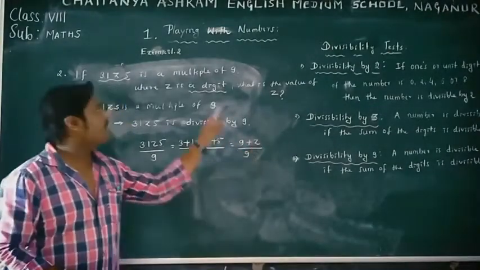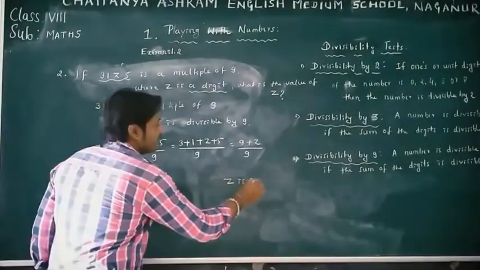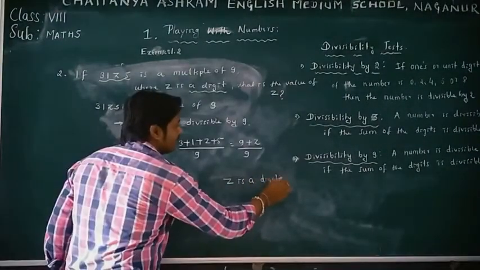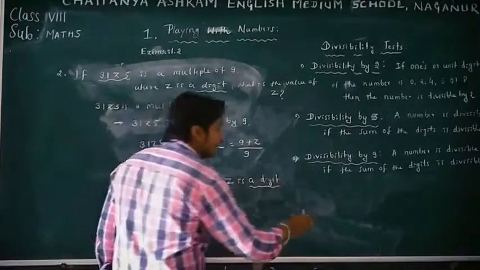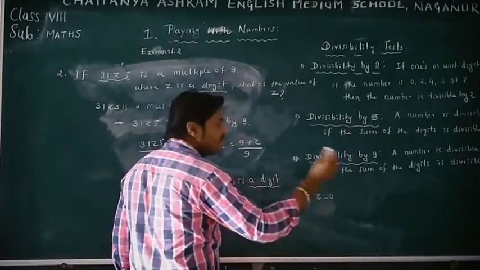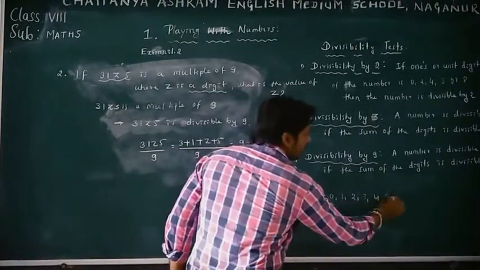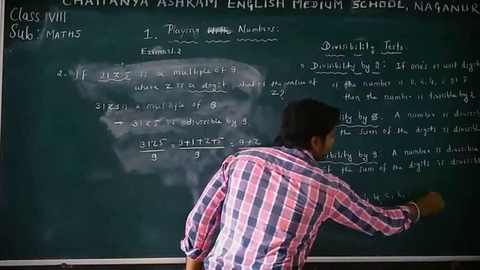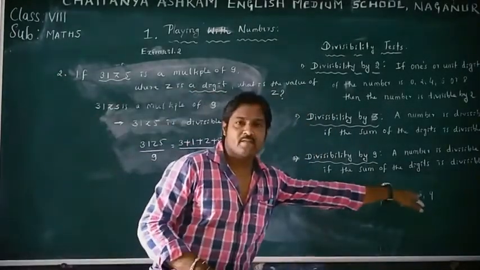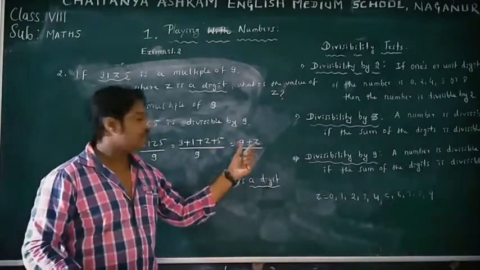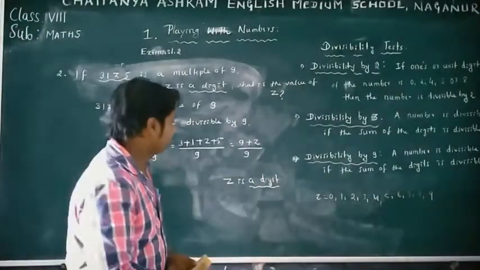But that Z is a digit. Z is a digit, which means it is a single digit. So the possible values of Z are, what are the single digits? 0, 1, 2, 3, 4, 5, 6, 7, 8, 9. These are the single digits. So which value of these makes this sum divisible by 9? Do the trial and error method.